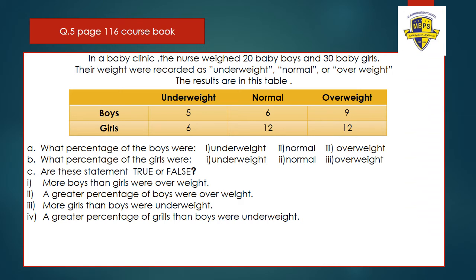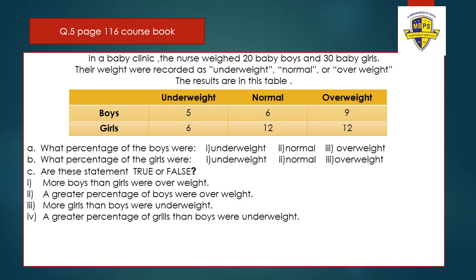Now let's solve together question 5, page 116 from the course book. In a baby clinic, the nurse weighed 20 baby boys and 30 baby girls. Their weights were recorded as underweight, normal, overweight. The results are in this table.